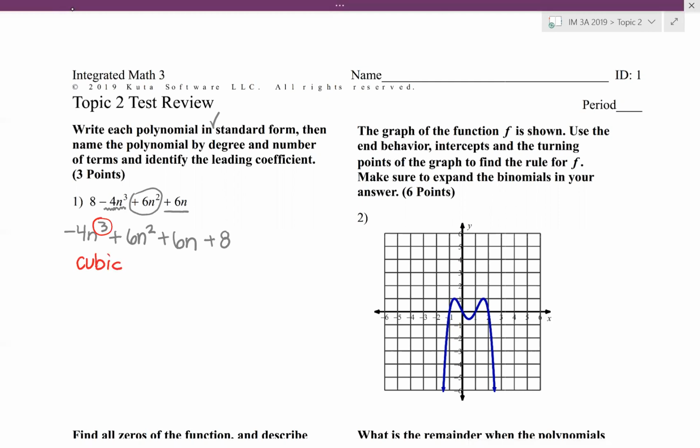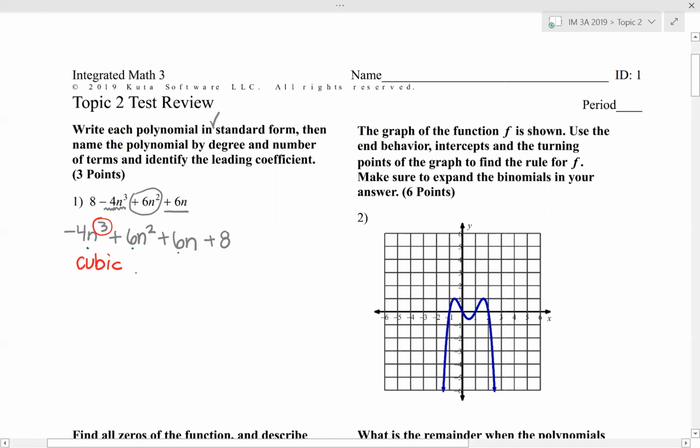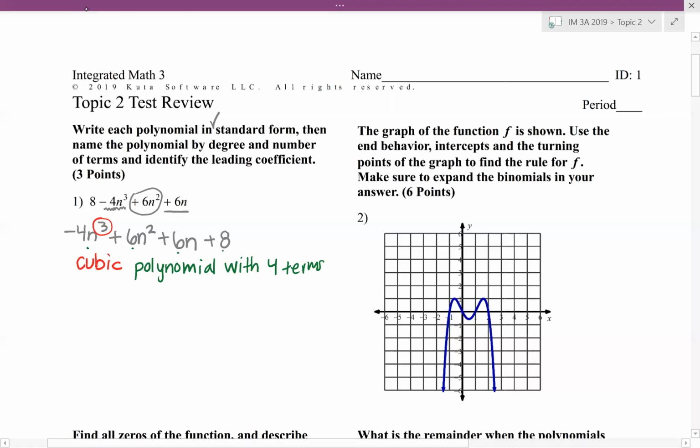And because it has 4 terms, we're going to call it a polynomial. Sometimes we might need to say that there are 4 terms. And then they want us to identify the leading coefficient. In this case, the leading coefficient is the number -4.